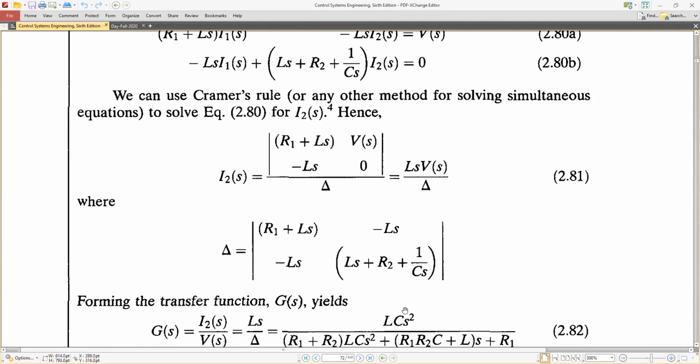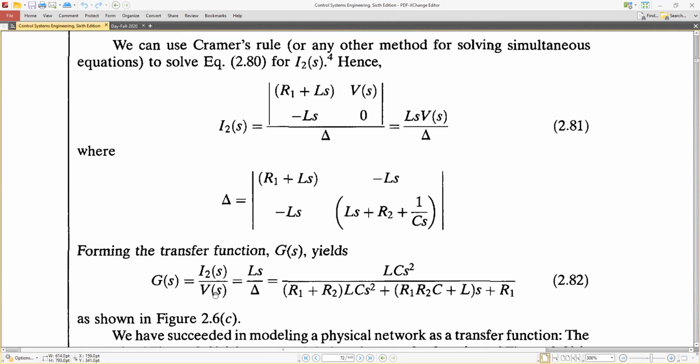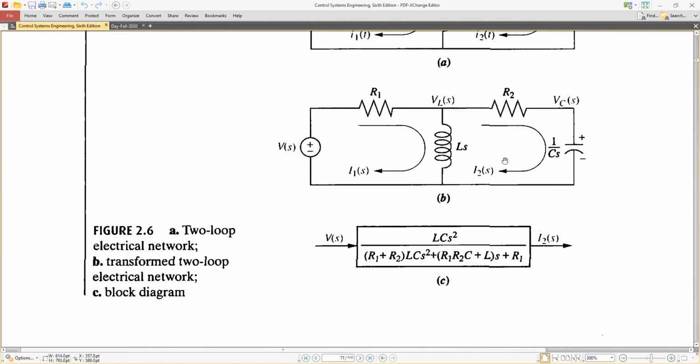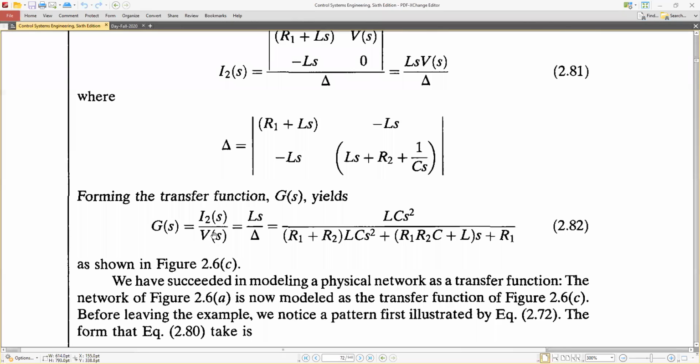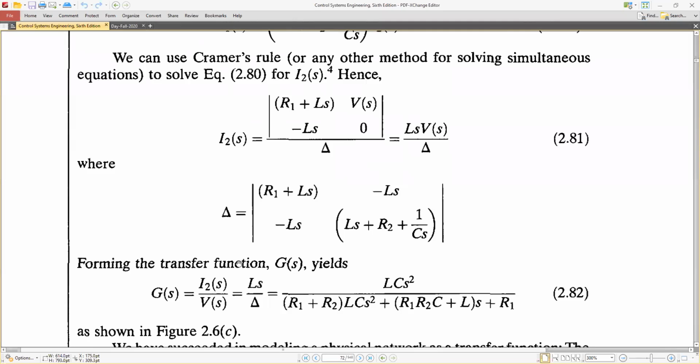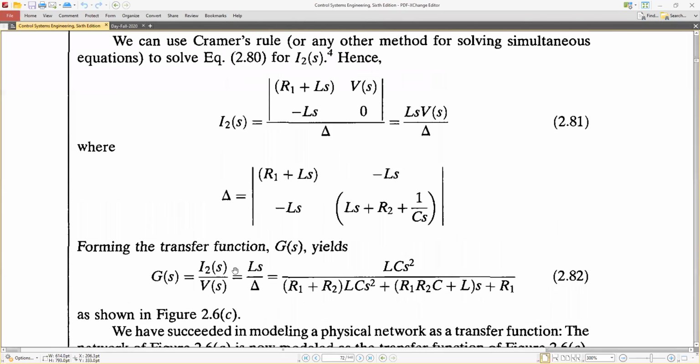Okay, now you can form the transfer function I2s divided by Vs. Why I2s by Vs? That is the output, right? I2 is the output and not I1. Vs is the input and I2 is the output. So I2s by Vs is your equation. Instead of I2s, put this one, and instead of Vs, just put Vs. So Vs will be cancelled out. It would be Ls by delta. So you can write the delta also, multiplying and minus into minus. Just do the simple math, then you will get this. So that is your final equation.